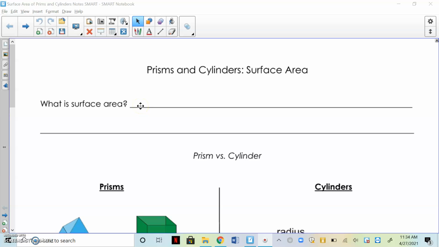Hey guys, welcome to our surface area lesson. We are going to focus on finding the surface area of prisms and cylinders.